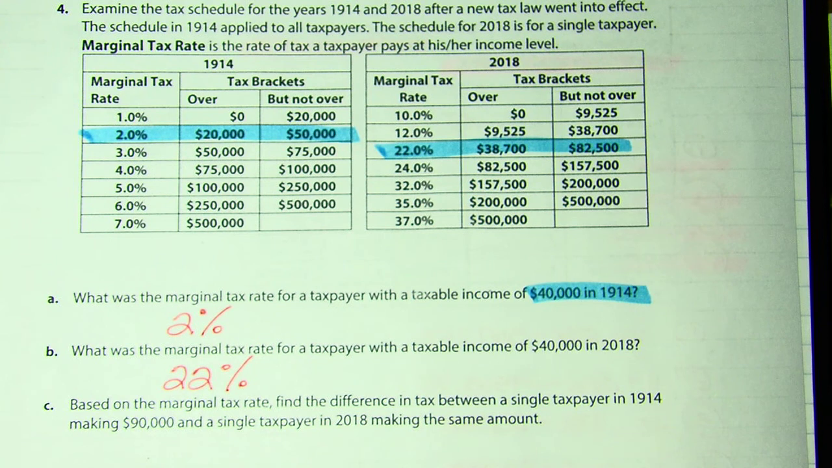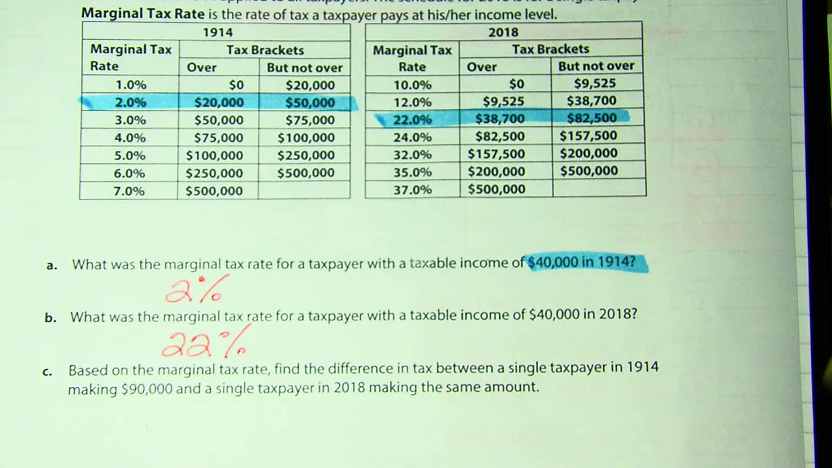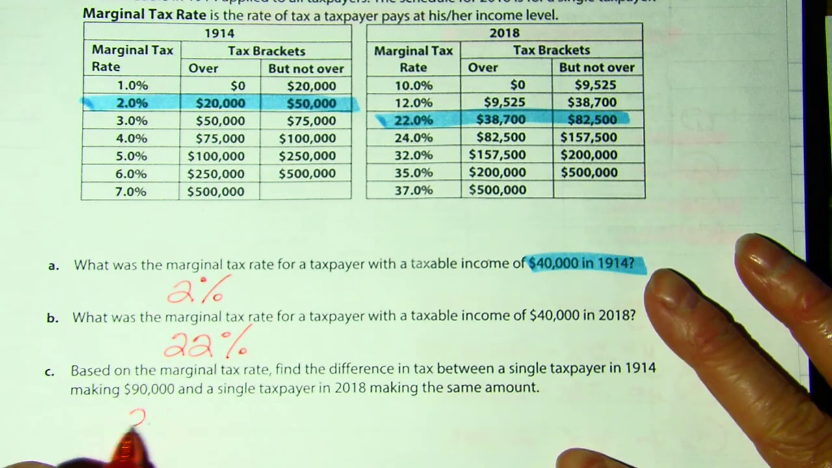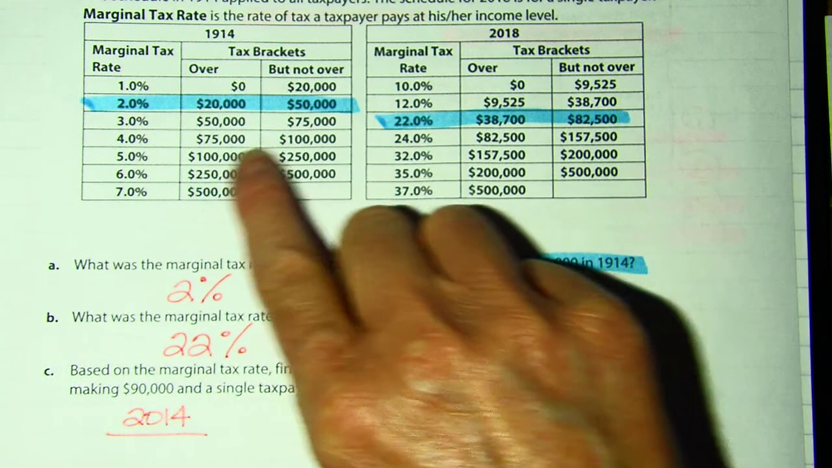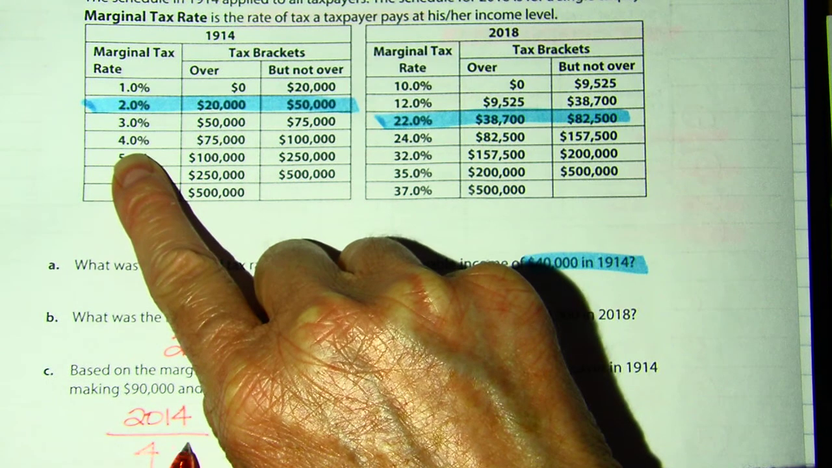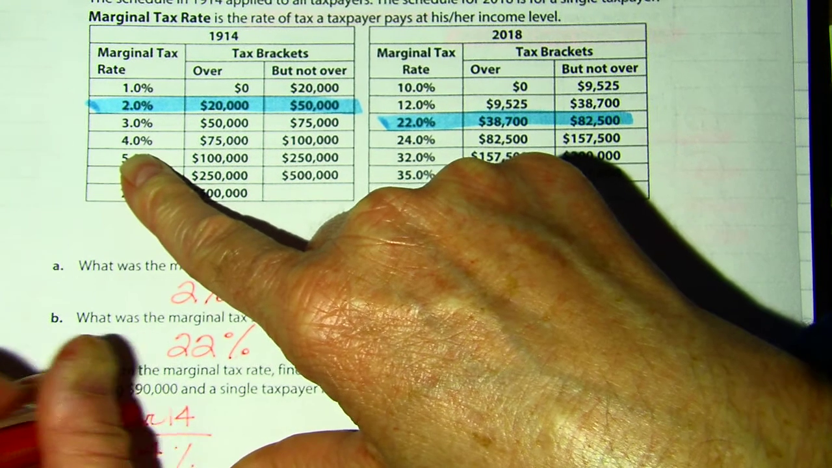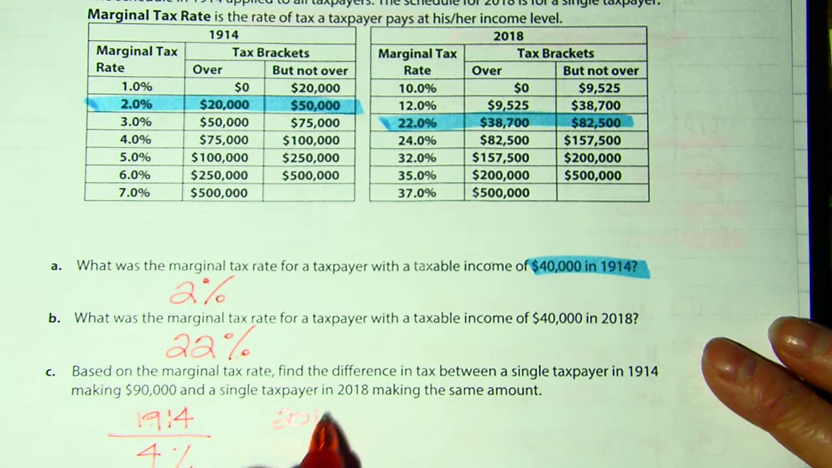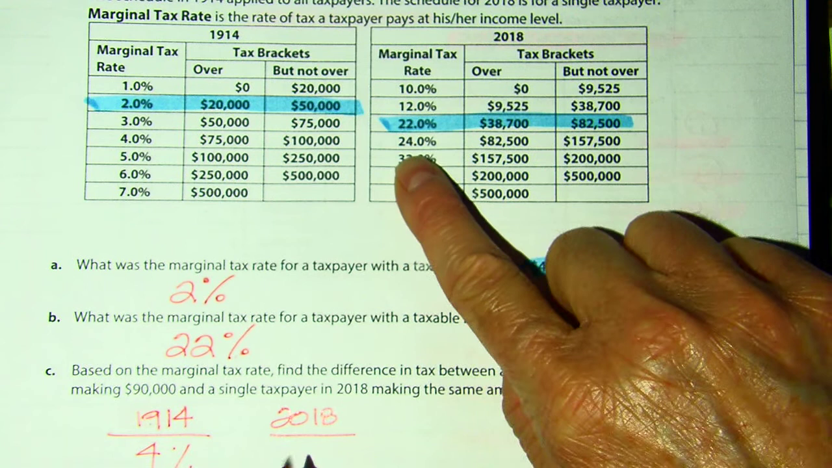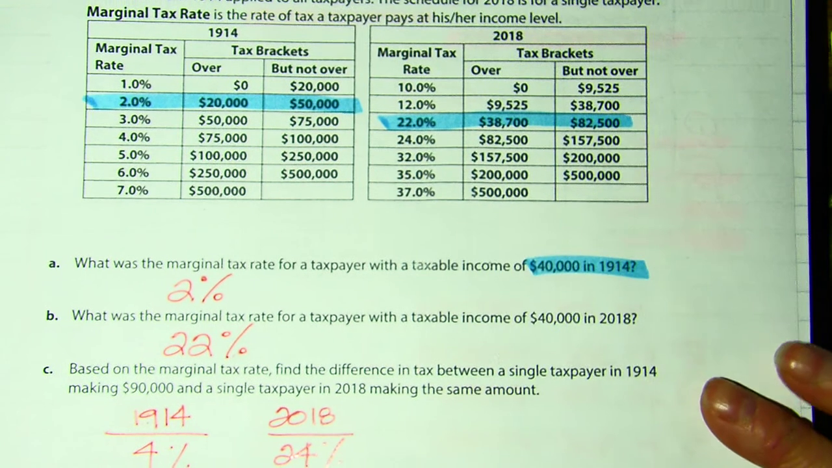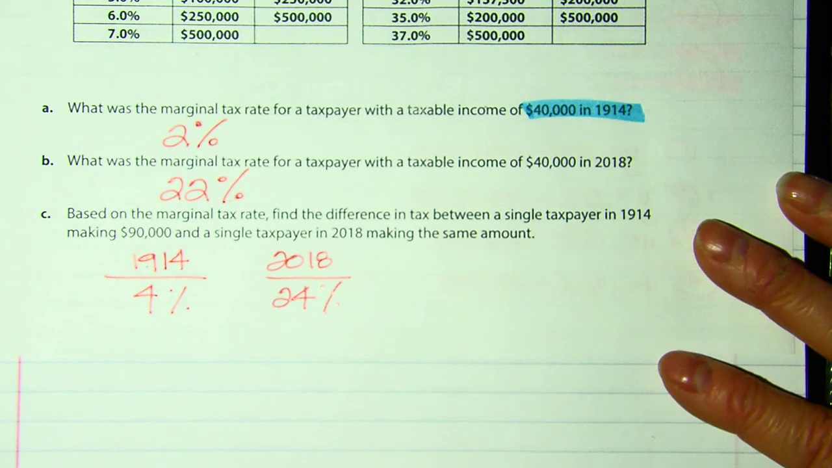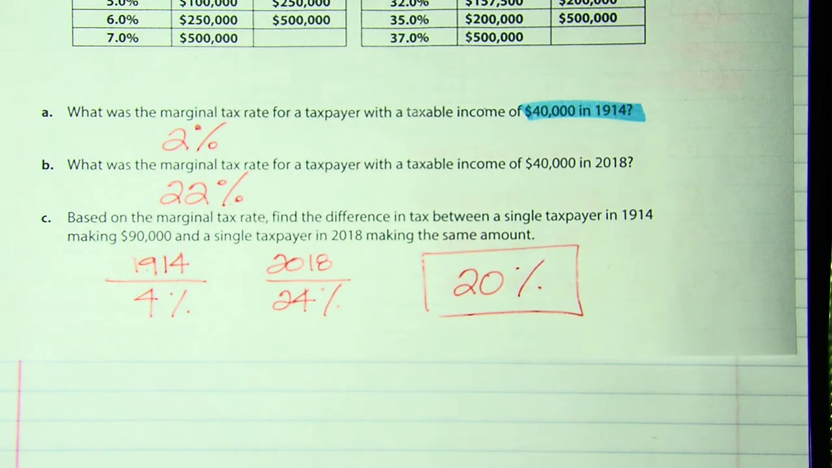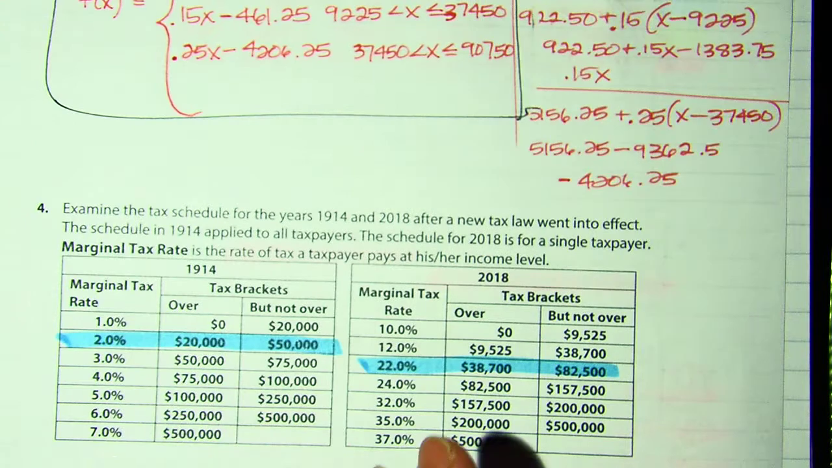So part C, based on the marginal tax rate, find the difference between someone making $90,000 in 1914 and 2018. In 1914, if you made $90,000, you would fall in the 4% tax bracket. Sorry, that should say 1914. In 2018, if you make $90,000, you fall in the 24%. So what's the difference there? How much has it gone up in the last 100 years? It's gone up 20%. That is a big increase here in the United States. Last one.